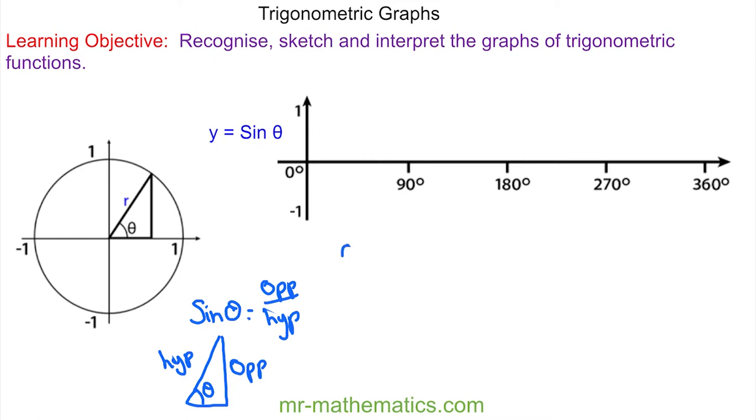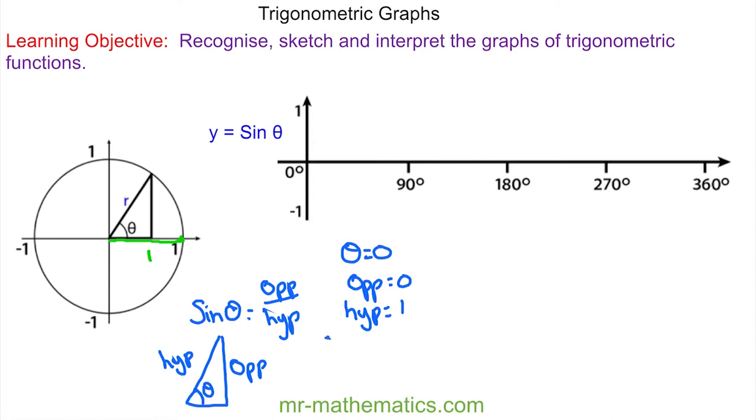So we'll start when theta is equal to 0. So we'll draw the triangle at 0 degrees, which is along here. You can see that we touch the circle on the x-axis, so the triangle has no height. So in this case, the opposite side is equal to 0. However, the hypotenuse is the radius of the circle, and the hypotenuse in this case is 1. And the hypotenuse is always 1 because that is the radius of a circle. So the opposite is 0 and the hypotenuse is 1.